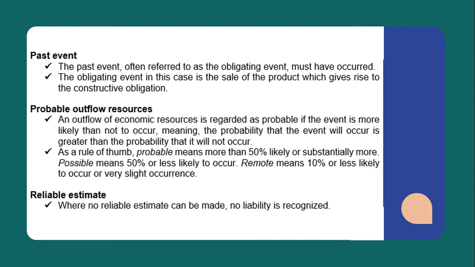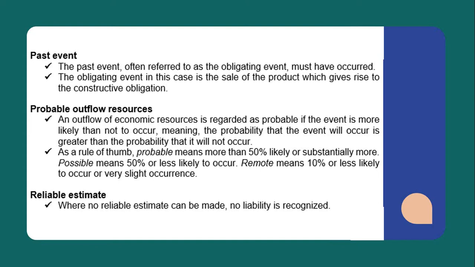Probable outflow of resources. An outflow of economic resources is regarded as probable if the event is more likely than not to occur, meaning the probability that the event will occur is greater than the probability that it will not occur. As a rule of thumb, probable means more than 50% likely or substantially more, while possible means 50% or less likely to occur. Remote means 10% or less likely to occur, or very slight chance of occurrence.